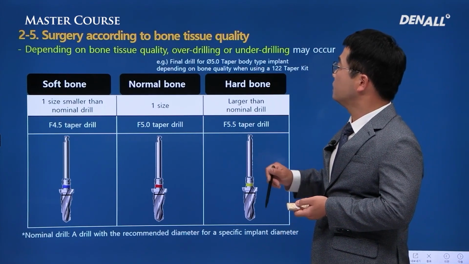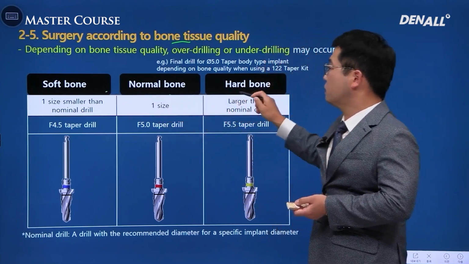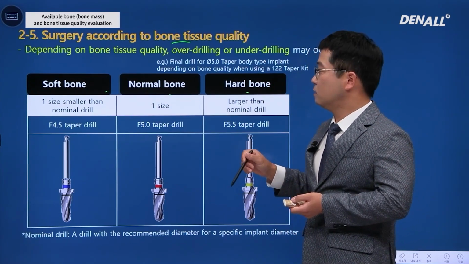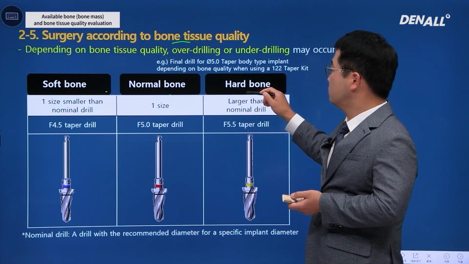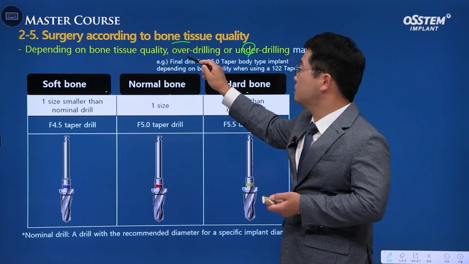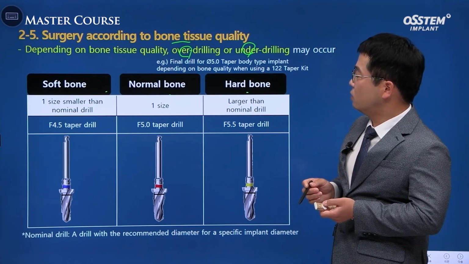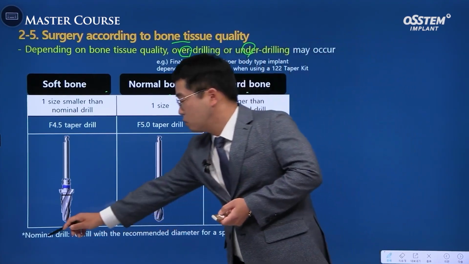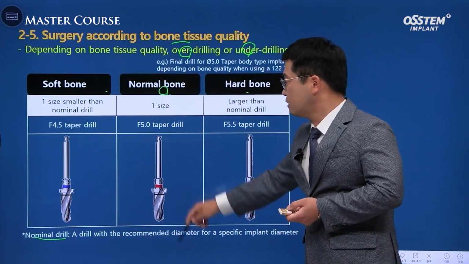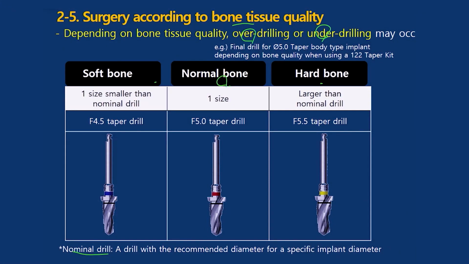Depending on bone quality, we need to drill differently. Depending on normal, soft, or hard bone, drilling should differ. Depending on bone tissue quality, over drilling or under drilling may be required. This is something that clinicians should understand fully. In general, what is recommended is referred to as nominal drill. In normal bone, the manufacturers set the dimension, and depending on whether it is harder or weaker, you need to adjust the drilling.